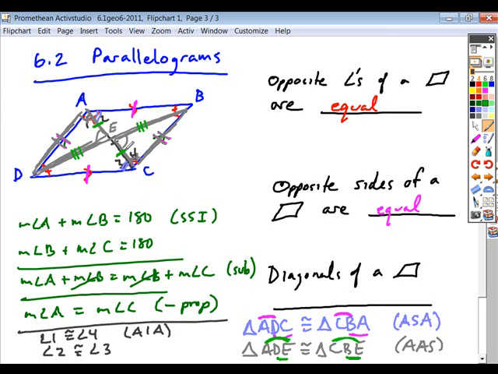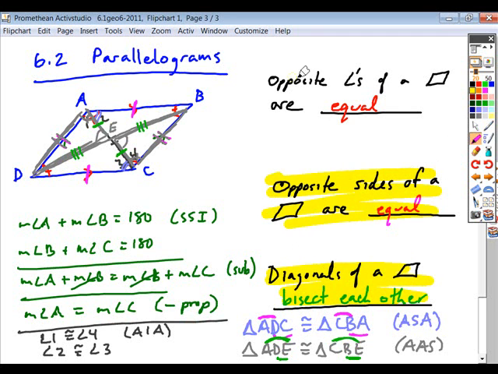So what's happening with those diagonals? AC is cut into two equal parts, BD is cut into two equal parts. So the diagonals of a parallelogram will always bisect each other. Okay, so those three properties will be true for all parallelograms, no matter what type of parallelogram you're dealing with. It's true of a rhombus, it's true of a rectangle, it's true of a square. Is it true of a trapezoid? No, because a trapezoid's not a parallelogram. So anything that's a parallelogram will have these three properties.